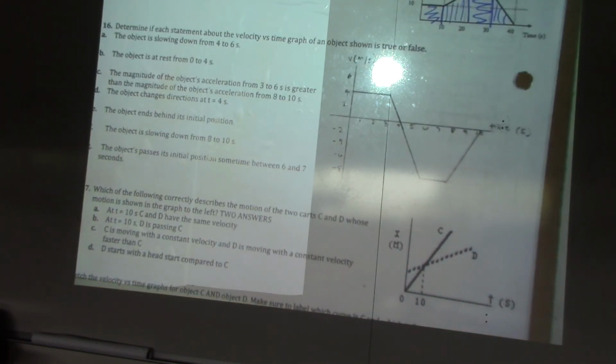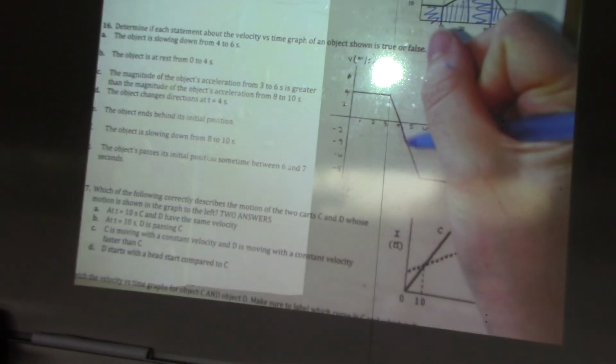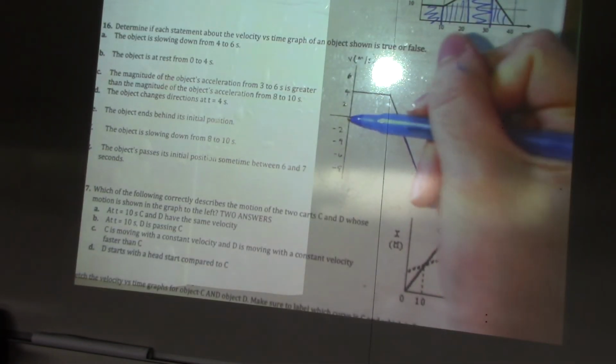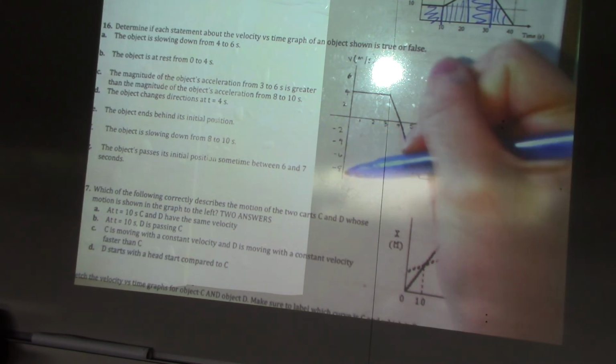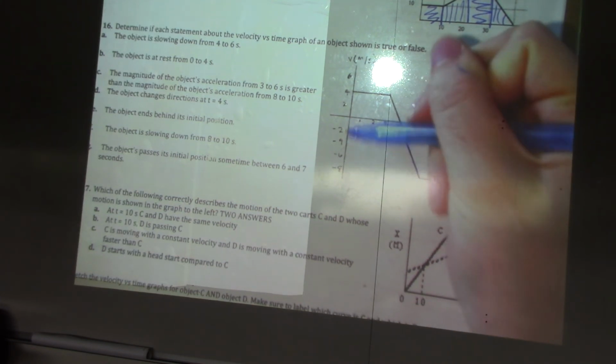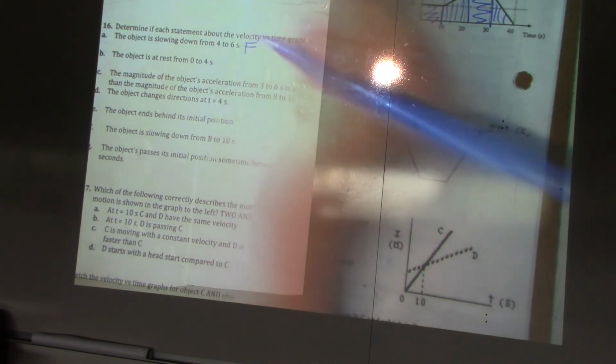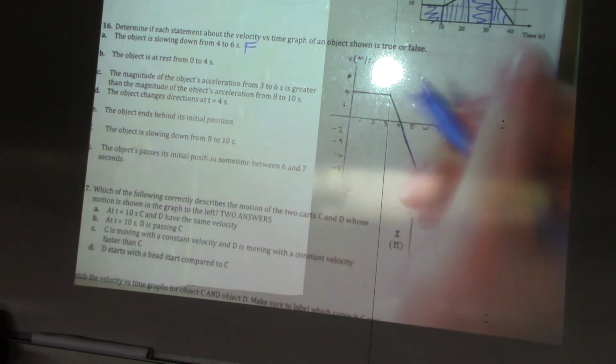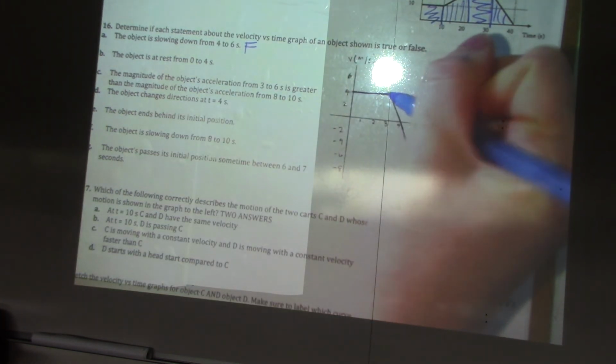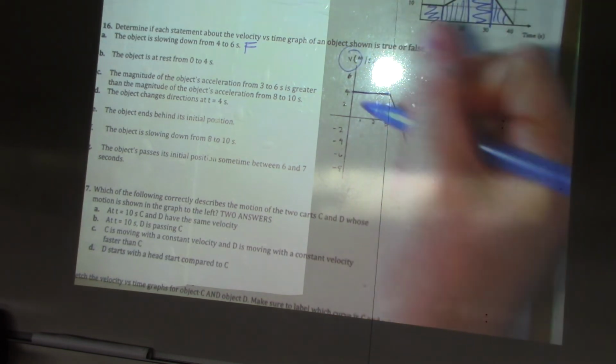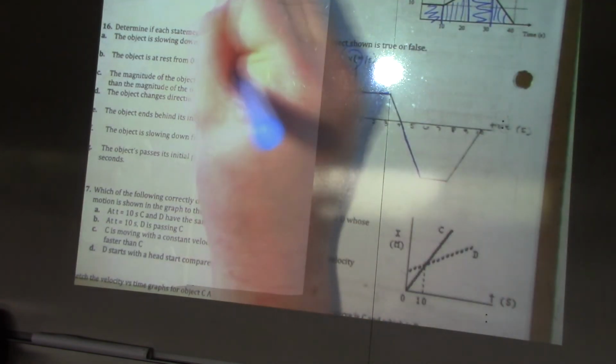Velocity graph, determining if each of these is true or false. Slowing down from 4 to 6? Actually, my speed is going from 0 to 2 to 4 to 6 to 8. It happens to be negative, but I am definitely getting faster. So that is false. You are getting faster. I'm at rest from 0 to 4? Definitely not true. You have a velocity of 4 there. At rest would be a velocity of 0, so that's false.